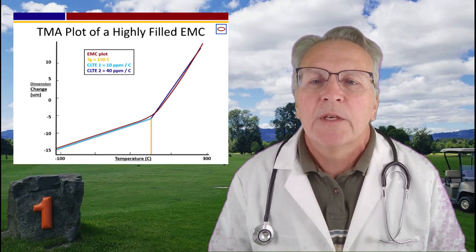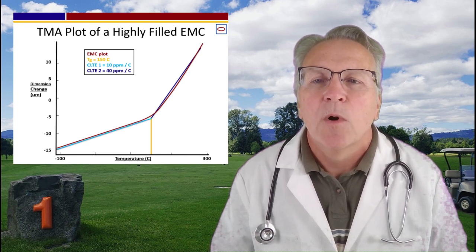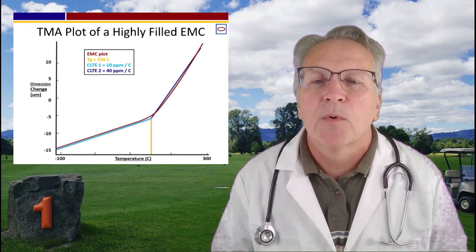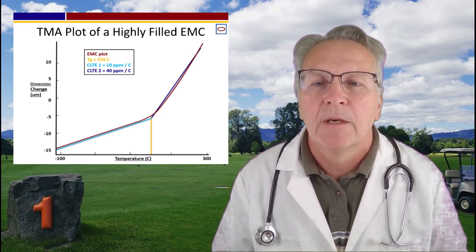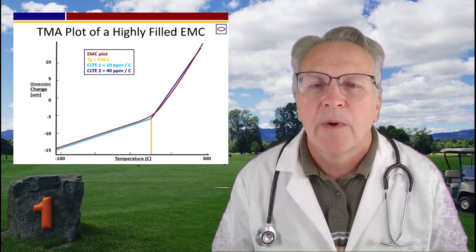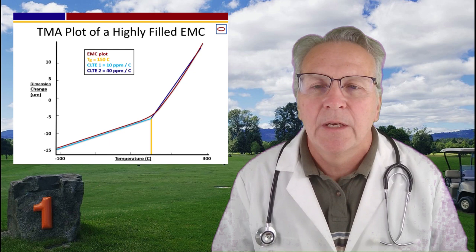This means when you heat this EMC below its Tg, say up to 150 C, it will only move 10 microns per meter per degree C, or 10 ppm per degree C, which approaches silicon, say for microchips, which might move 2 to 3 ppm per degree C.